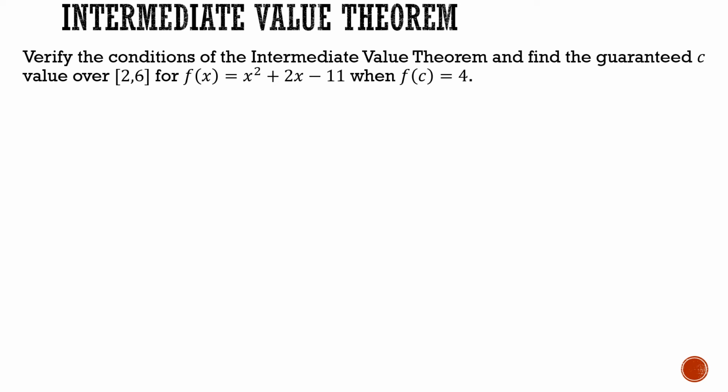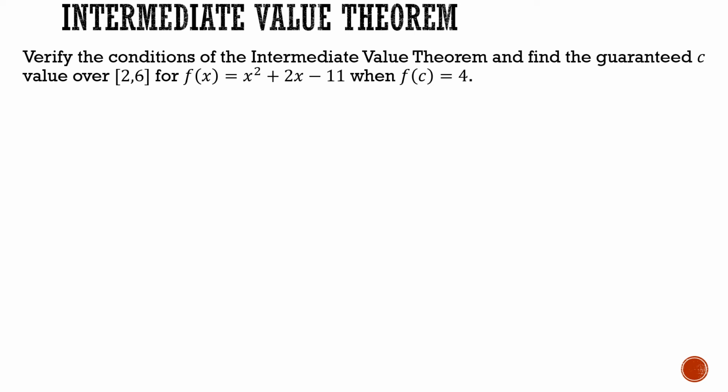All right, let's look at an example of the intermediate value theorem. This example is asking us to verify the conditions of the intermediate value theorem and find the value c over the interval [2, 6], for the function f of x equals x squared plus 2x minus 11, when f of c equals 4.